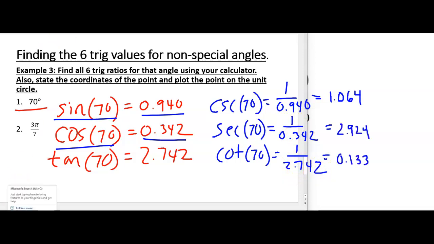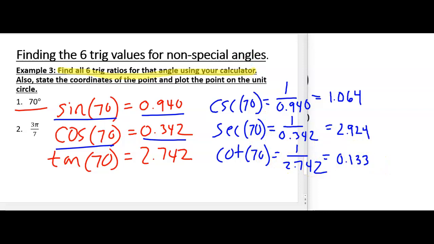All right, so there's that. Those are the 6 trig ratios. And that's the first part of what they wanted me to do, to find the 6 trig ratios using the calculator. So how do we do it? You just do sine, cosine, and tangent right on your calculator, and then just divide 1 by each of these numbers to find the reciprocal trig values that go with those.